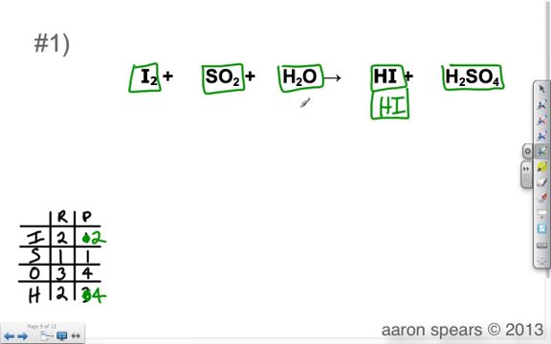So I find the box that contains hydrogen atoms. That would be a water box. And if I add 1 more water molecule to the reactant side, now count up the hydrogens and find out that I have 4 hydrogens on the reactant side. So now my hydrogens are balanced.